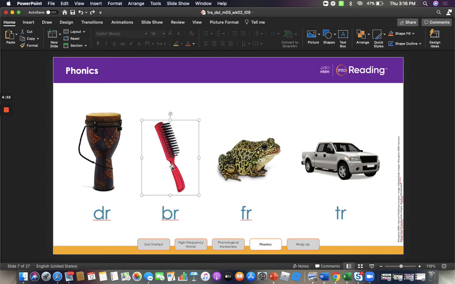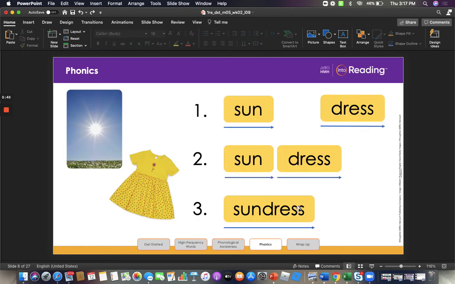Brush. So the letters B and R stand for the br sounds at the beginning of brush. Do it with me. Br, brush. Frog. The letters F and R stand for the fr sounds at the beginning of frog. F, fr, fr. So say it with me. Frog. And our last one is truck. The letters T and R stand for the tr sound at the beginning of truck. Tr, tr. Say it with me. Tr, truck. Good job.